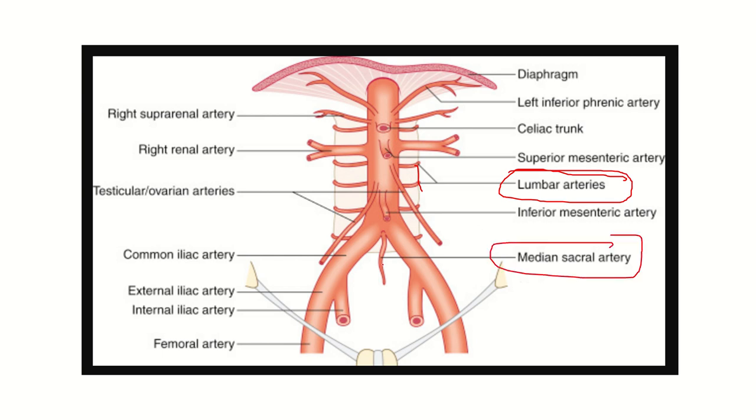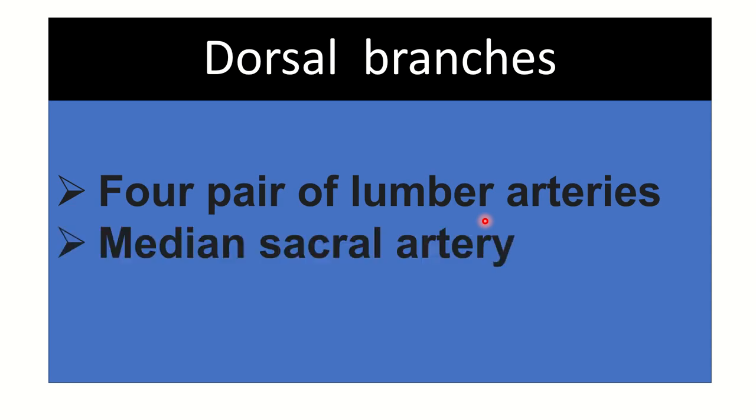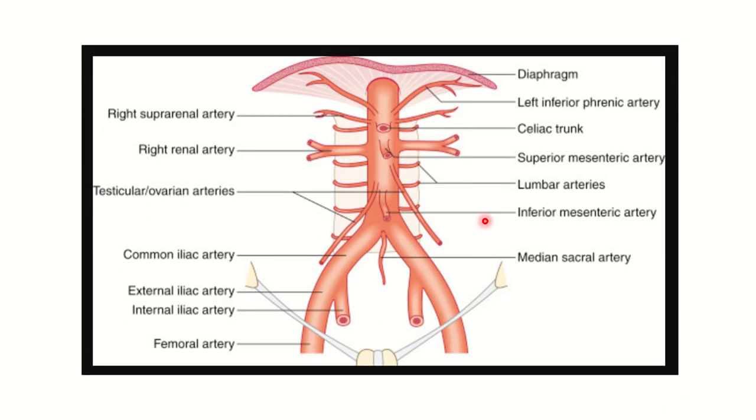Here we can see this branch, which is the median sacral artery. So the median sacral artery and the four pairs of lumbar arteries are the posterior branches of the abdominal aorta. Again, four pairs of lumbar arteries and the median sacral artery.